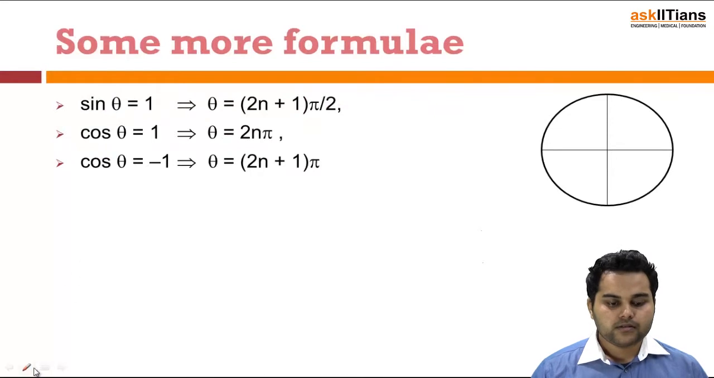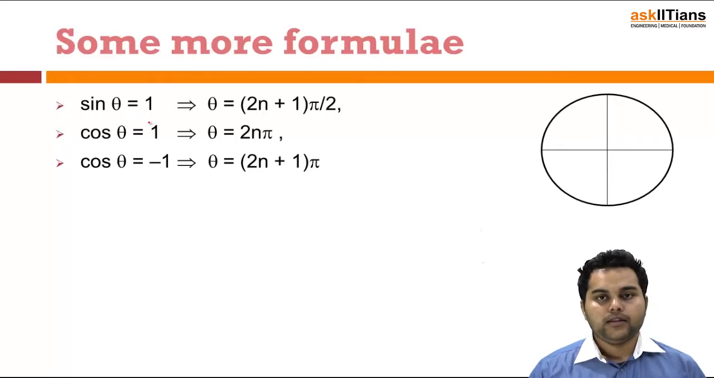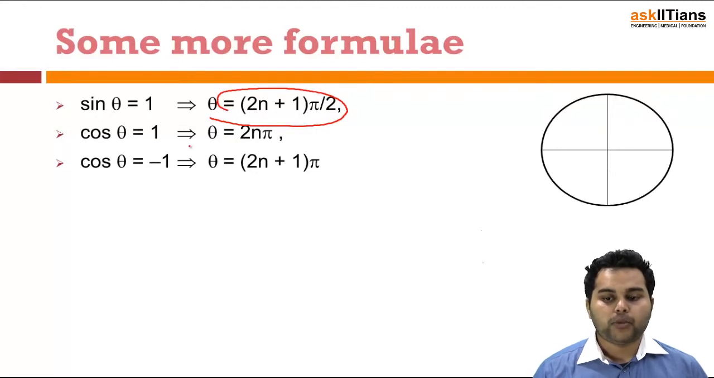In the next, if I consider sin theta is equal to 1, then in the first circle sin theta is equal to 1 only at pi by 2. Then in the next circle it would be again 2 pi plus pi by 2 and so forth in the coming circles. So if I condense those solutions, I would get theta is equal to 2n plus 1 pi by 2, that is odd multiples of pi by 2 in the first quadrant itself. Hence, theta is equal to 2n plus 1 pi by 2 would be a solution to sin theta is equal to 1.